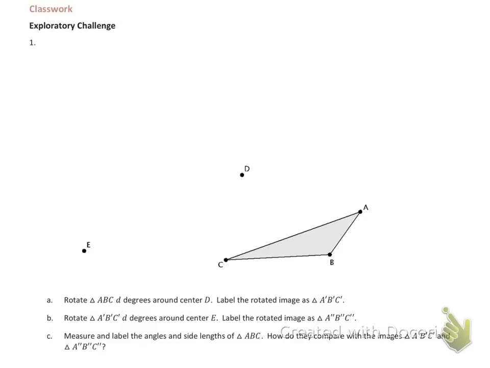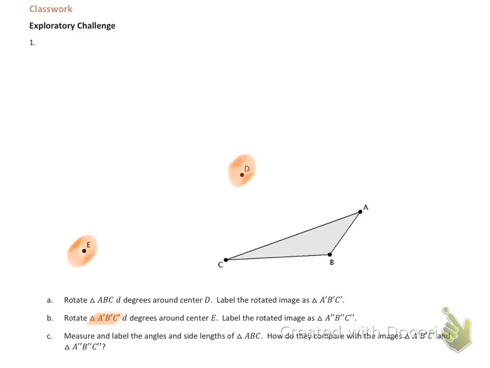All right, so in this first challenge, we're given triangle ABC, and we're told to rotate it around center D and label the rotated image. And we get to choose the degrees. It's just any number of degrees that you want around that center. And then we'll take the rotated image, so the one that we already rotated, and rotate it again around a different center, center E over here. And then label that rotated image.